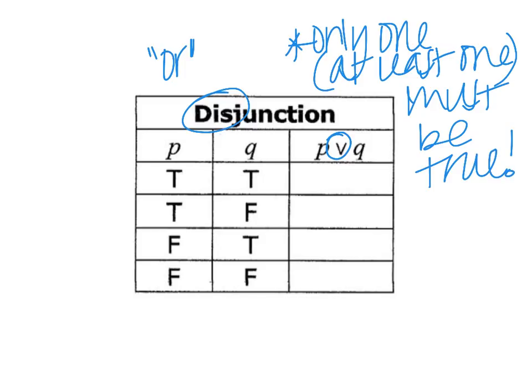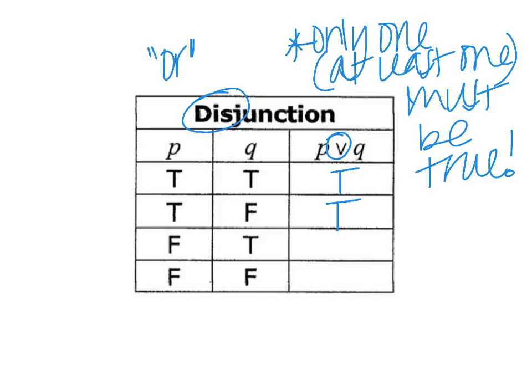So we've got our 4 scenarios, the only 4 scenarios that can occur: true, true, true, false, false, true, and false, false. Now, both of them are true, so at least one of them is true, so we can say that this one is true. P or Q, where both of them are true, is true. Now, if P is true and Q is false, at least one of them is true, so we can say that this has a true truth value.